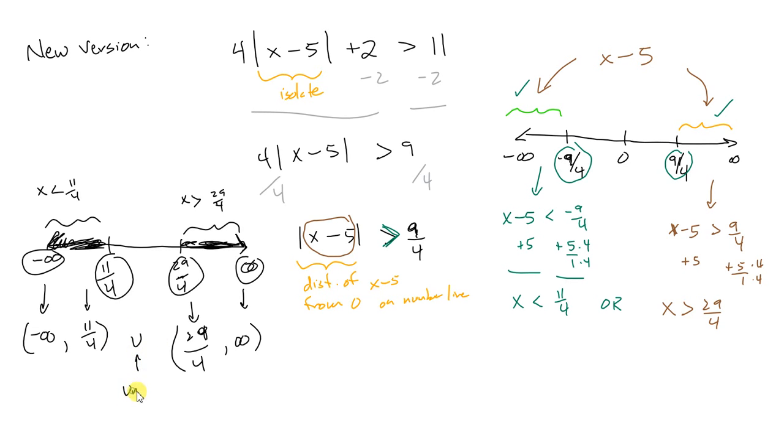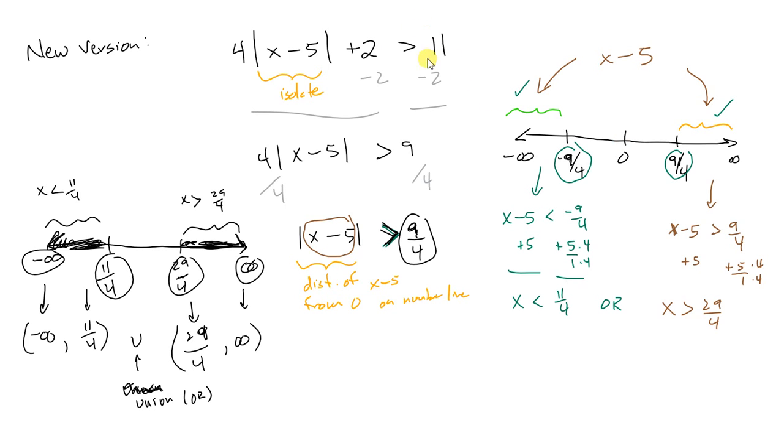Union is what we use for or scenarios, and or scenarios come from absolute value greater than. How come? Because that means you have to be further away from 0 than this number, meaning you can be past the positive or to the left of the negative of this number. Either case would put you more than 9/4 of a unit from 0. So it's an or, one or the other. You don't have to have both at the same time.